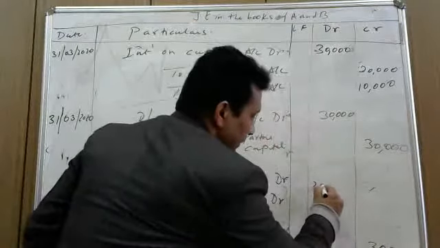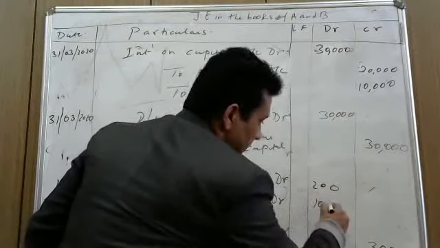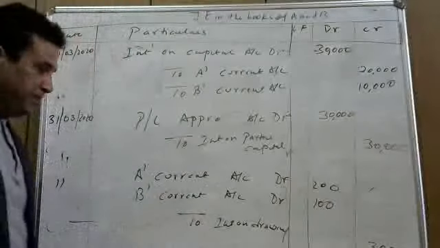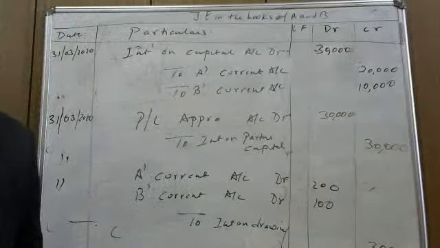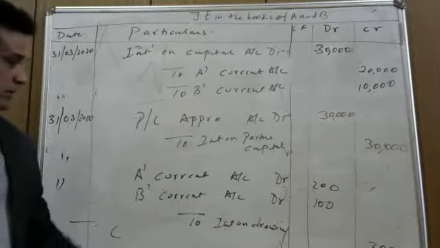It is given in the question how much interest on drawing the firm is charging. The total interest on drawing is 300, out of which A needs to pay 200 and B needs to pay 100 rupees. This is given in the question as interest charged on drawing.